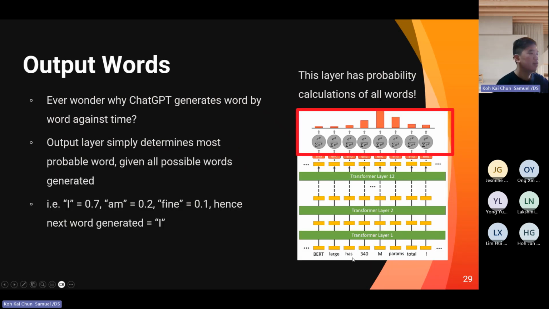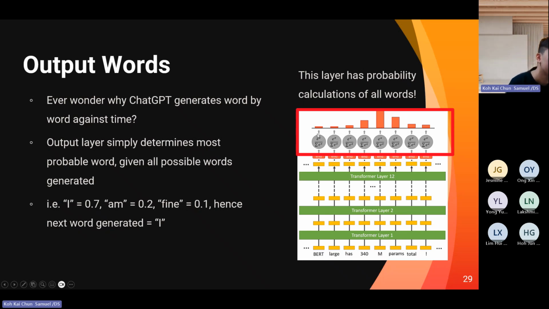So output words. Ever wonder why ChatGPT generates word by word, one at a time? The output layer simply determines the most probable word given all possible words generated. For example, "I" is 0.7, "M" is 0.2, and "phi" is 0.1. Hence, the next generated word equals "I". And then ChatGPT keeps generating word by word, word by word, word by word. Yeah, so this is what's going on. Mind blown, right?